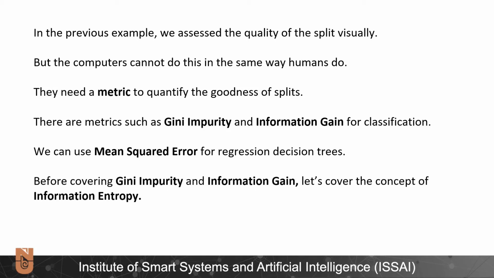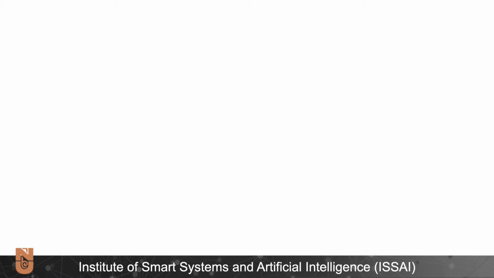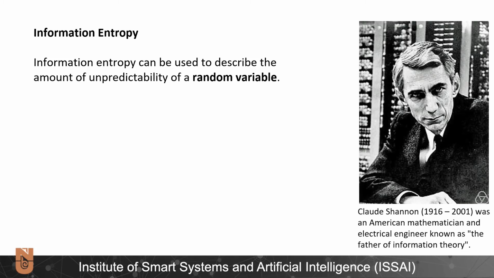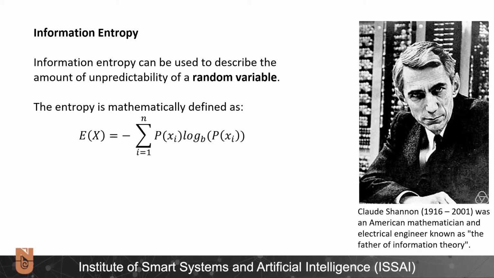Before covering Gini impurity and information gain, let's cover the concept of information entropy. Information entropy can be used to describe the amount of unpredictability of a random variable. Information theory was developed by Claude Shannon, who was an American mathematician and electrical engineer. The entropy can be mathematically defined as the negative sum of probability of xi multiplied by the logarithm of probability of xi, where xi are the distinct events from the sample space.